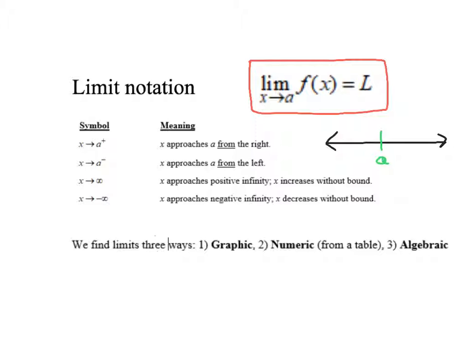Sometimes we have what we call one-sided limits, where we only approach x from one side, either the left or the right. So in this case, if there's a plus there on a, that means we're coming from the right. We're going towards a from the right. If we have a minus sign on a right here, that means we're approaching a from the left, going towards a from the left. And then we could also approach positive or negative infinity. The limits are found three ways, and we're going to focus right now on the numeric way, which is we have x and y values in a table, and we analyze what's happening to the y as x goes towards a.